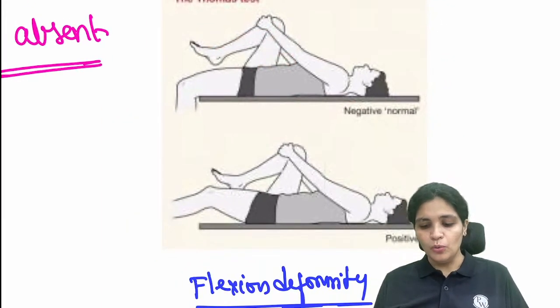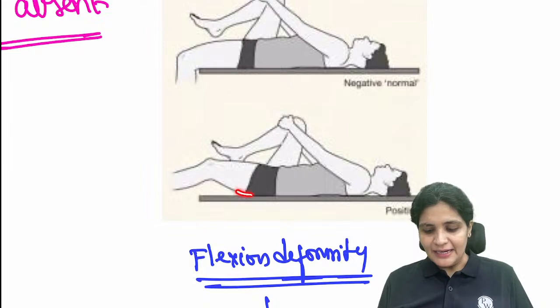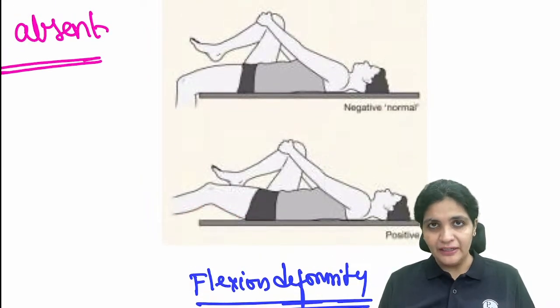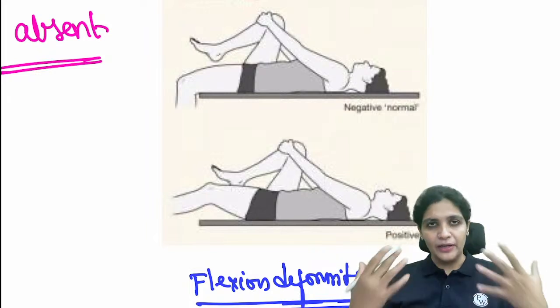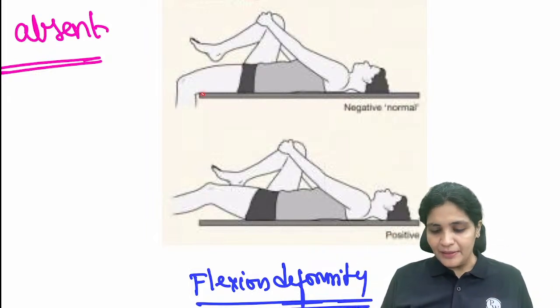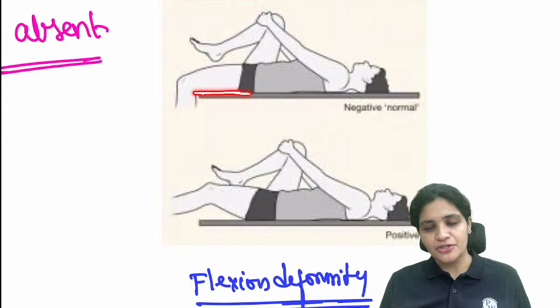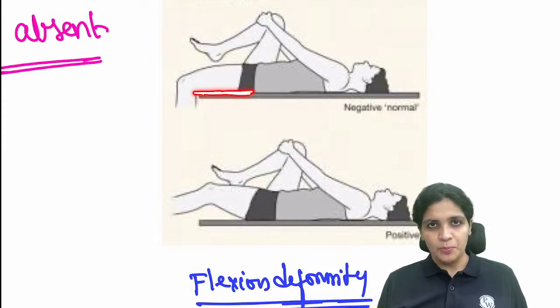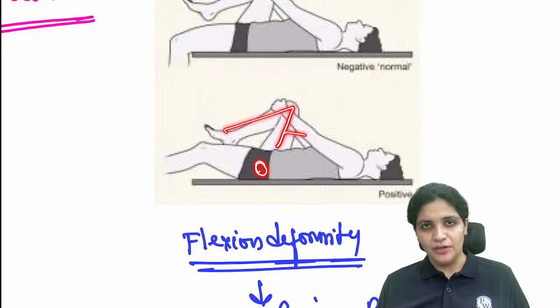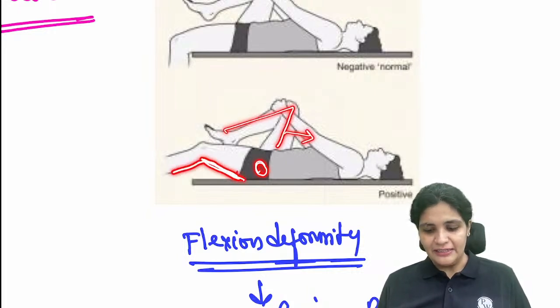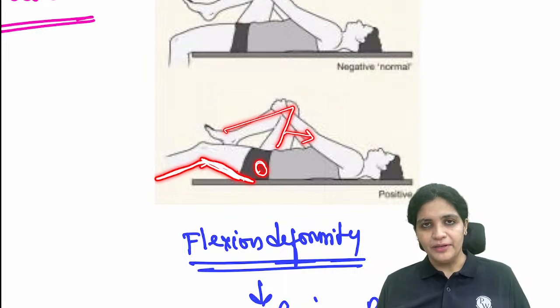And now on doing so, you can see that there is a flexion deformity. Normally, if there is no problem in your hip joint and you do it on your own, you see the thigh is naturally touching the couch. There is no problem here. But if there is a flexion deformity, by doing this maneuver, you can see that this is elevated. So the thigh gets elevated, and this is the flexion deformity which you see.